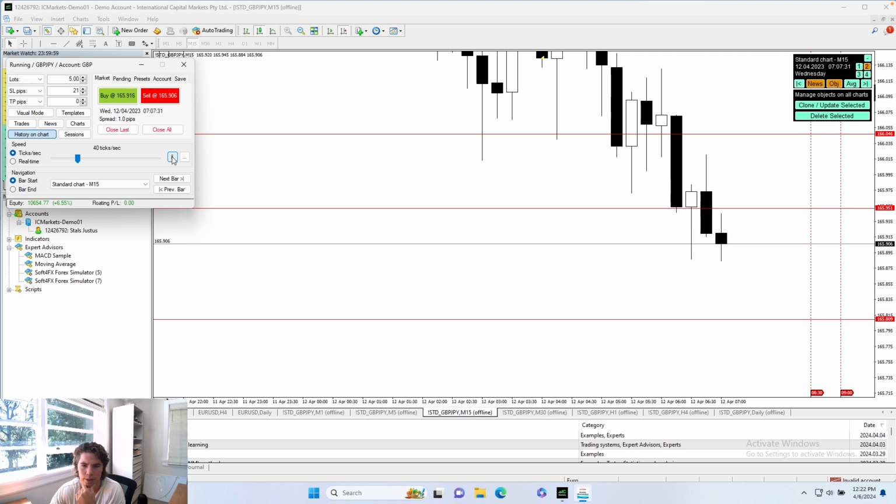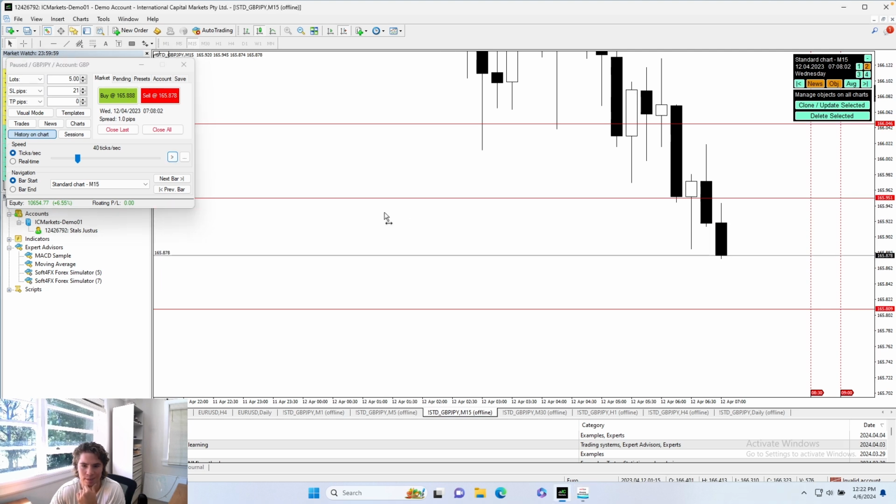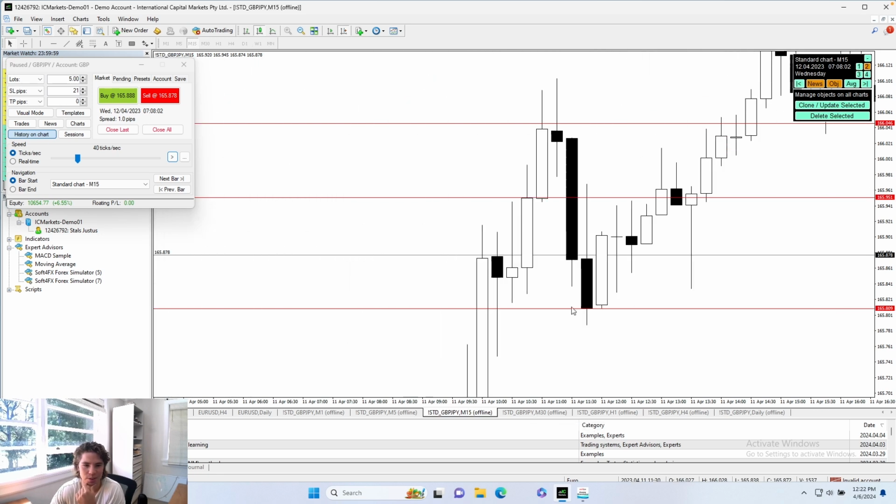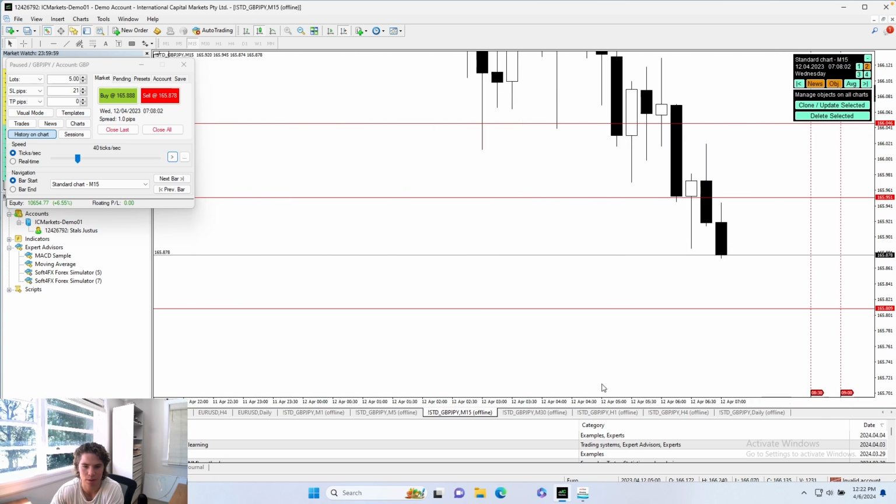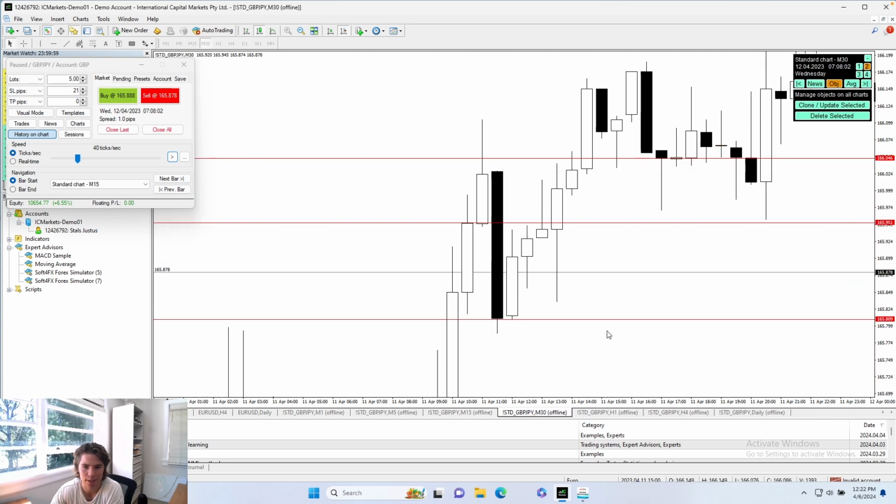We should also be creating some structure on the... Oh, yeah. Nearly got me there. Okay, so obviously the 15 isn't that clean. Okay, we do have some structure here, but this is more on the higher time frames.